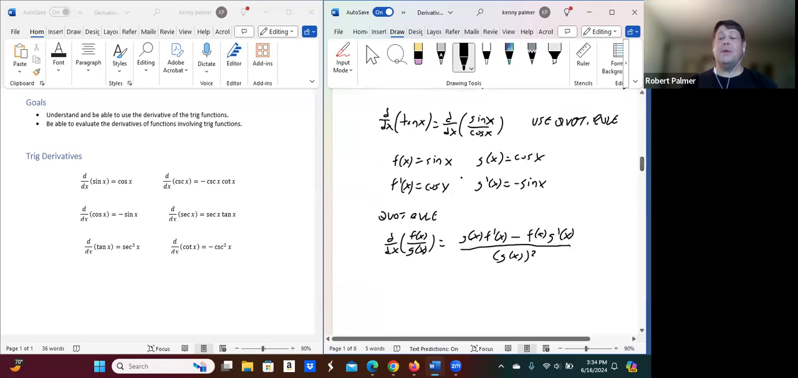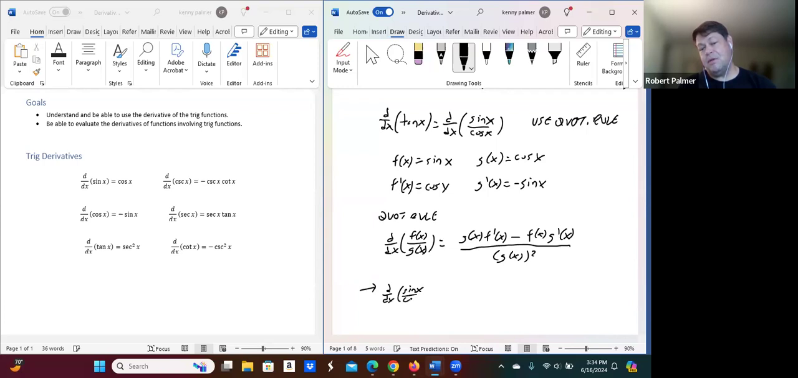Okay, so the other thing is here we now have all these values. Let's plug them in. And so the derivative of sine of x over the cosine of x. Okay, so g of x is the cosine of x. And then times f prime of x, which is also the cosine of x. All right. Then minus f of x, which is the sine of x. And then g prime of x, which is negative sine of x. And then this is all over cosine squared.